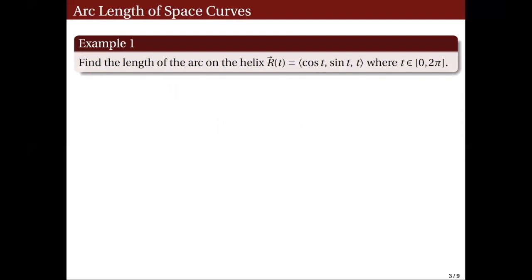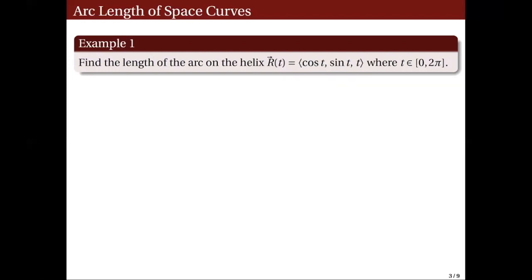For our first example, consider the helix represented by r of t equal to cosine t, sine t, t. Let us find the length of the arc on this helix from the point where t is equal to 0 to the point where t is equal to 2 pi. Before I proceed to computing the arc length using the arc length formula, I have to verify that the two conditions are satisfied.